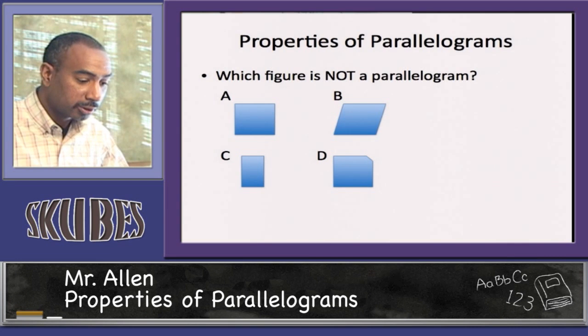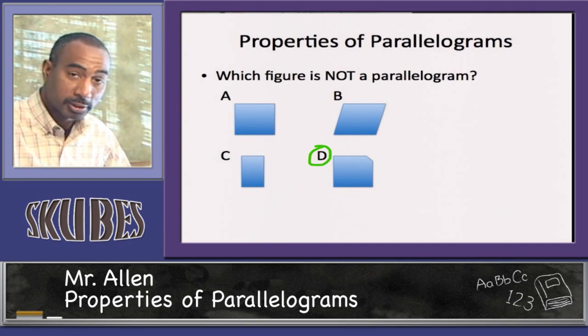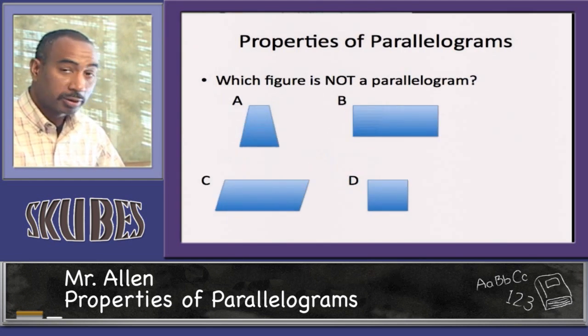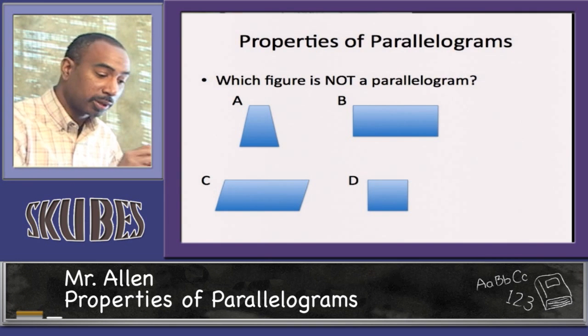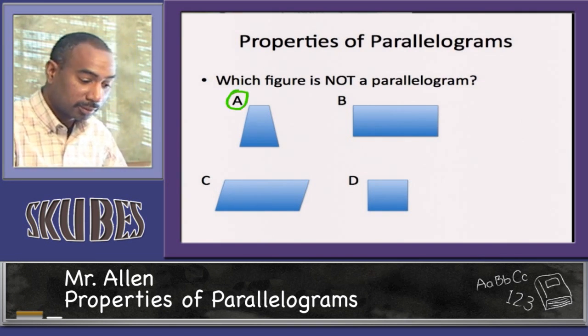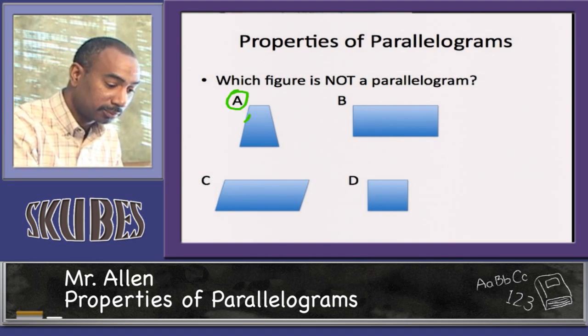All right, which figure is not a parallelogram? If you pick D, you're correct, because this is not a four-sided figure. It has five sides. All right, which figure is not a parallelogram in this situation? If you pick A, you're correct. Now all these are four-sided figures, but the opposite sides on these are not parallel. This will eventually meet up with this side.